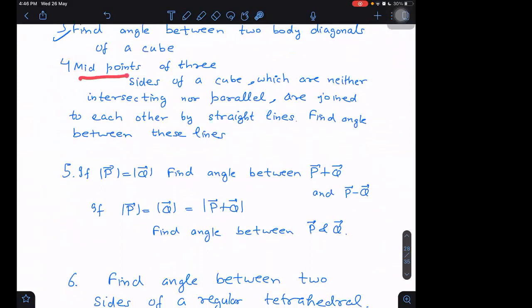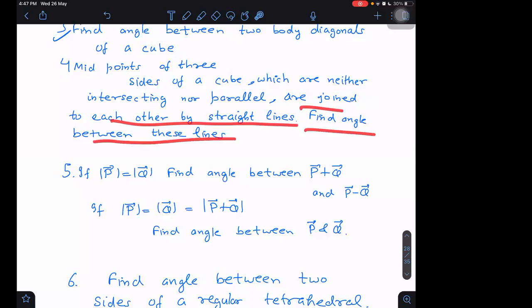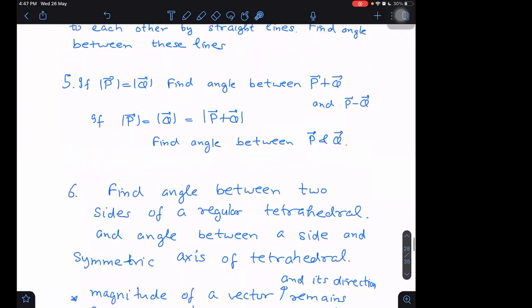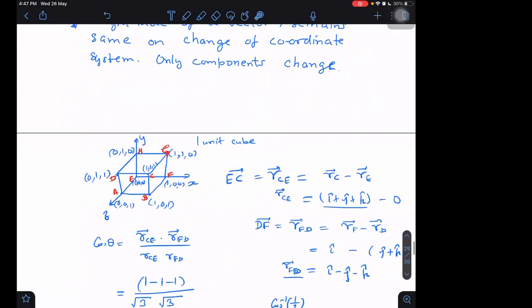Question number 4: midpoints of the three sides of a cube, which are neither intersecting nor parallel, are joined to each other by straight lines. Find the angle between these sides. Can you find out, first of all, which sides are not intersecting and not parallel also? First, we have to find these sides. Let me tell you which ones. DC is not parallel to HE, and it is not intersecting also.